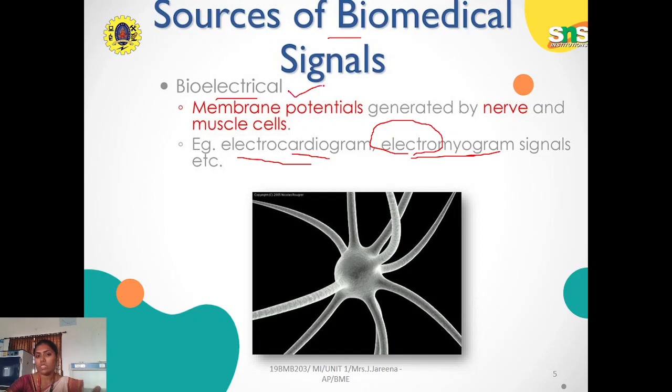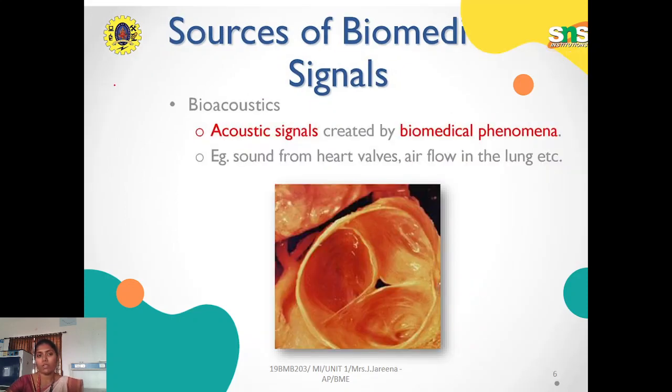So with the help of this signal, we are going to analyze the function of the heart. That is ECG and another one is EMG, and many more like EEG, EOG, ERG, and so on. So this is the example for biological signal. Next one is bioacoustic signal.